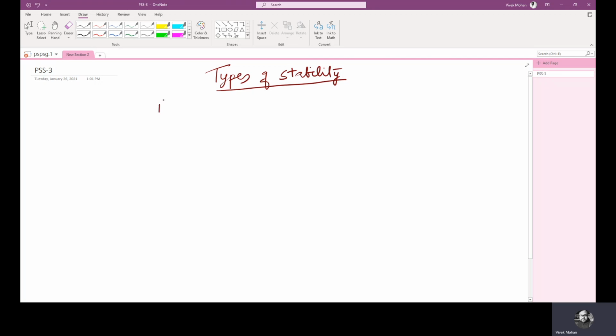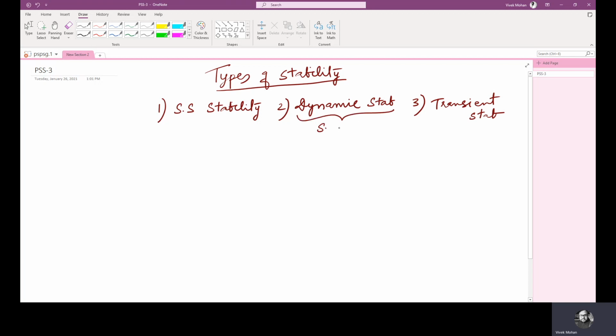So in types of stability, we have steady state stability, then dynamic stability, then transient stability. Dynamic stability is also known as small signal stability. Now let's see what are these types of stability.